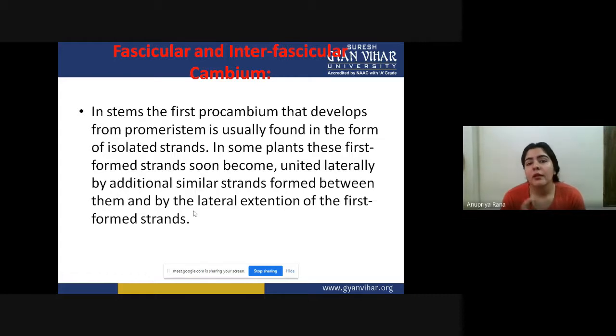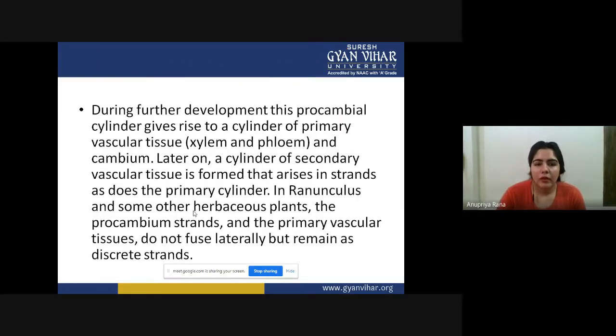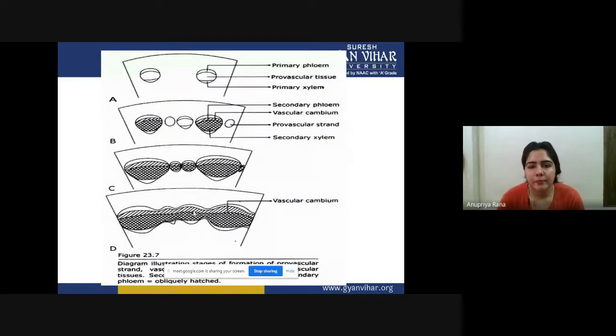So when those strands are present in between these strands, and with some extension of these primitive strands, they will lead to the formation of a particular ring formation, or you can say they will be connected to each other by some intermediate fascicular or interfascicular cambiums. I will show you the diagram here.